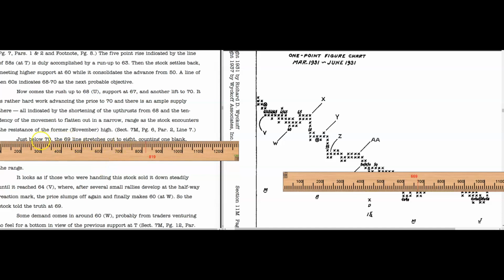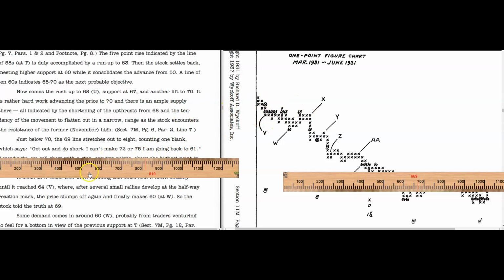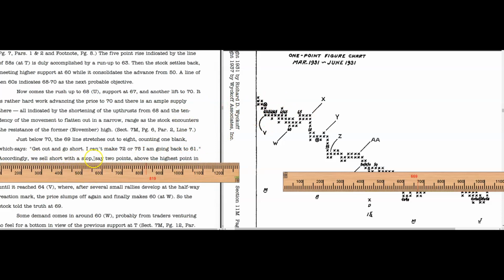'Cause this is important right here. Just below 70, the 69 stretches out to 8, counting one blank, which says get out and go short. I can't make it a 72 or 75. I'm going back to 61. Basically, there's some distribution there. Accordingly, we sell short and stop.